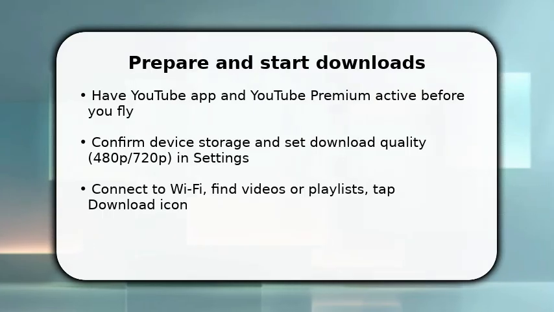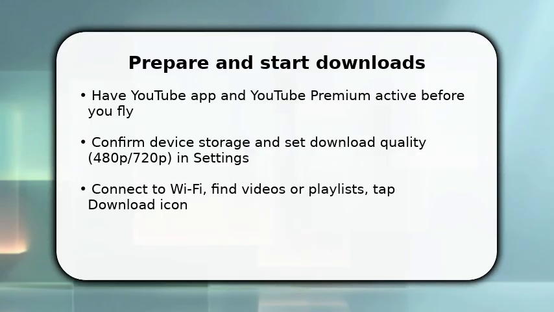Enjoy the video. You need YouTube Premium, the YouTube app signed into your account, and enough storage. Start now. Open the app, pick the videos or playlist you want, then choose Quality and tap Download.